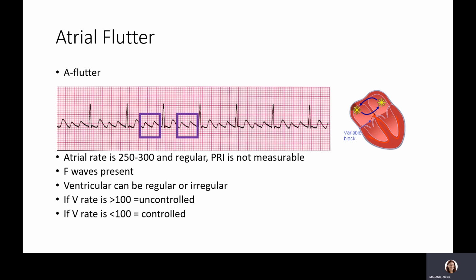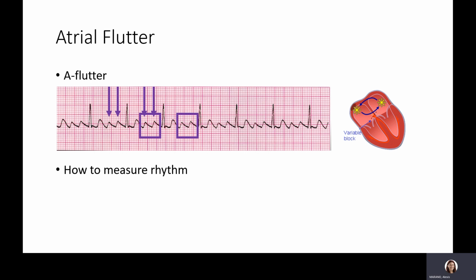If your ventricular rate is over 100, it's going to be considered uncontrolled, and if it's under 100, it'll be controlled. So what we need to do is figure out how to measure that. You'll follow the same, irregular or regular for the ventricular response, but for the atrial response, it is measurable. So what you're going to do is find 2 consecutive F waves. Count the number of small boxes in between. In this case, we have 5. We're going to use our 1500 rule because it is regular. So our rate in this strip is actually 300.